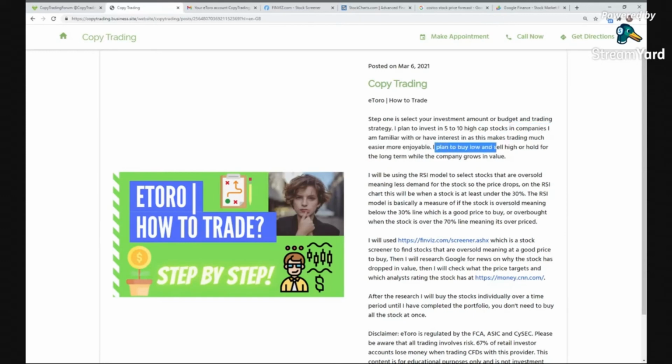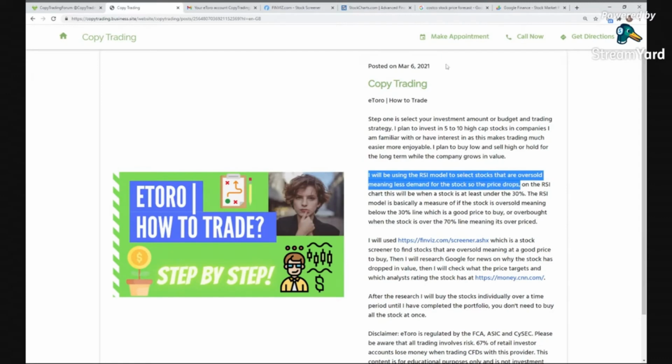So my plan is to buy low and sell high, or hold for the long term while the company grows in value. Okay, so I will be using the RSI model to select the stocks, and I'll explain this later on in the video. It's really easy. I'm looking for stocks that are oversold, meaning there's less demand because people are selling them, and this causes the price of the stock to drop. Remember, the more demand for a stock, the more people buying it, the price of the stock will go up. If there's people selling off the stock, there's less demand, so the stock will be priced lower.